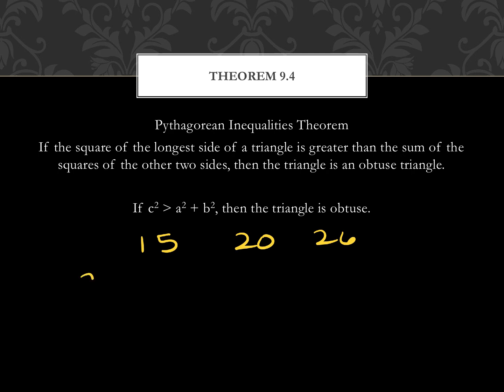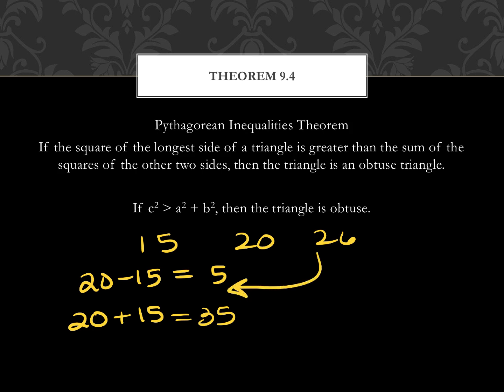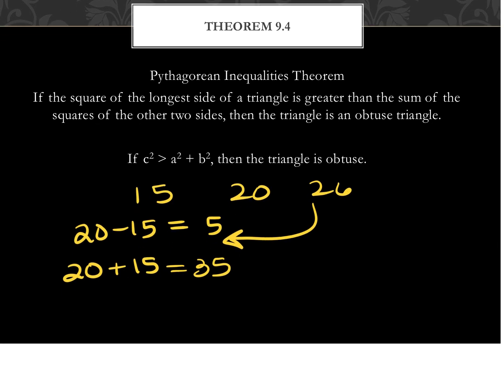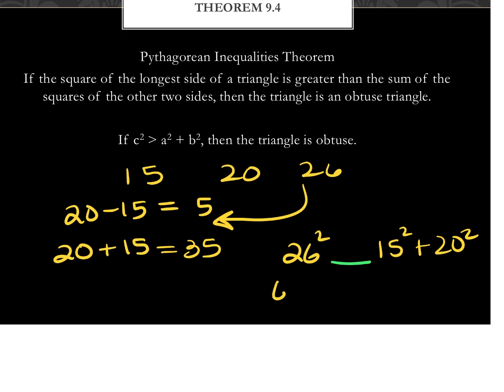So you would do 20 minus 15, take the two smaller numbers, add and subtract them, and this gives you 5. This gives you 35. So because 26 is in between 5 and 35, this will form a triangle. So now I'm gonna take the 26, the biggest number. I'm gonna leave a little blank space here for my symbol, and then do 15 squared plus 20 squared. 26 squared is 676.